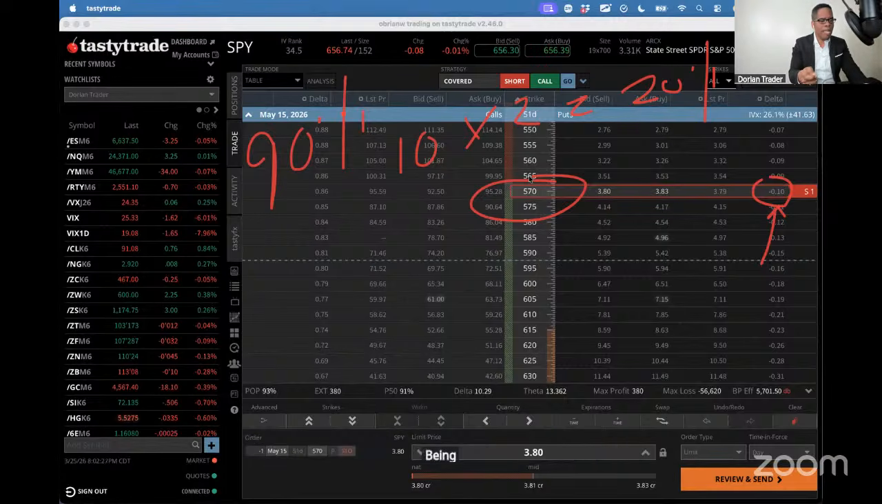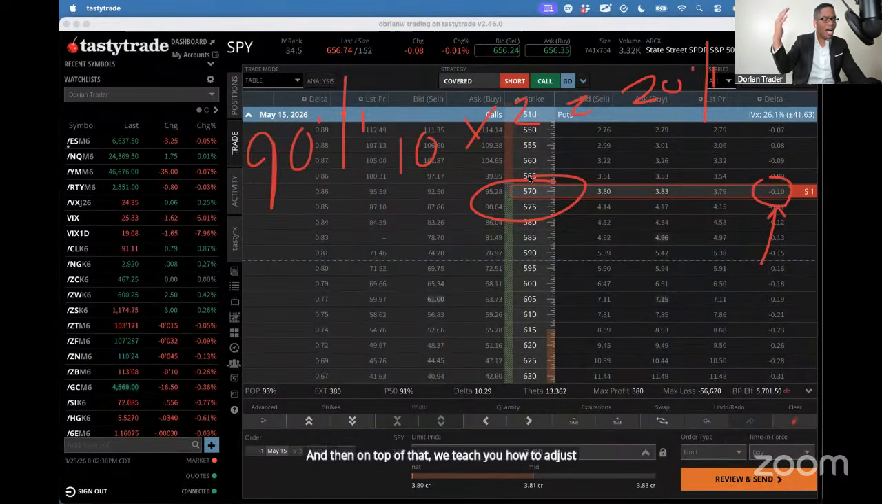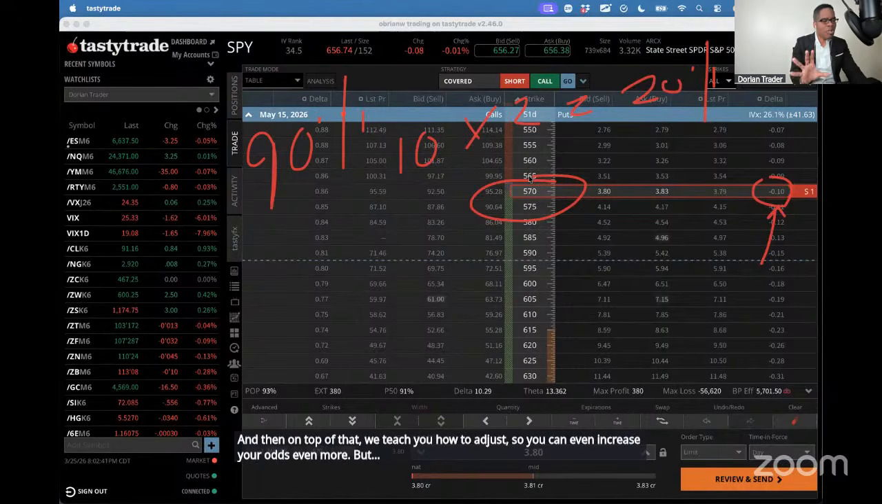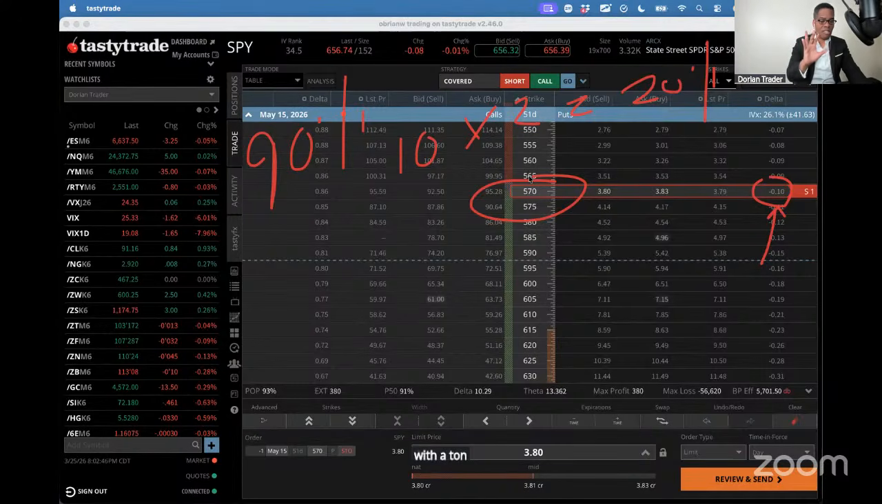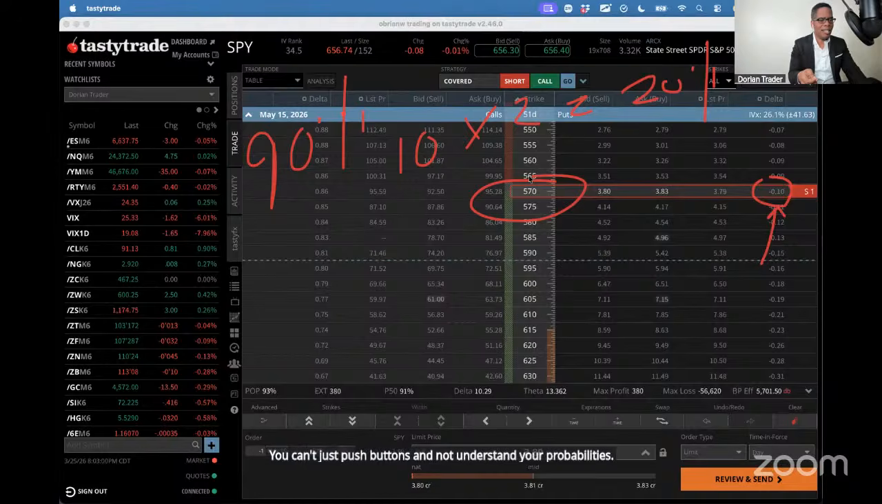Being the insurance company, being a casino, making sure almost every trade we do, we have super high probabilities to win. And on top of that, we teach you how to adjust so you can increase your odds even more. But if you do not know how to adjust, which a ton of option traders out there do not, you still need to understand the probabilities. You still need to understand the odds. You can't just push buttons and not understand your probabilities. Trading is a probabilistic game. Play the game correctly.